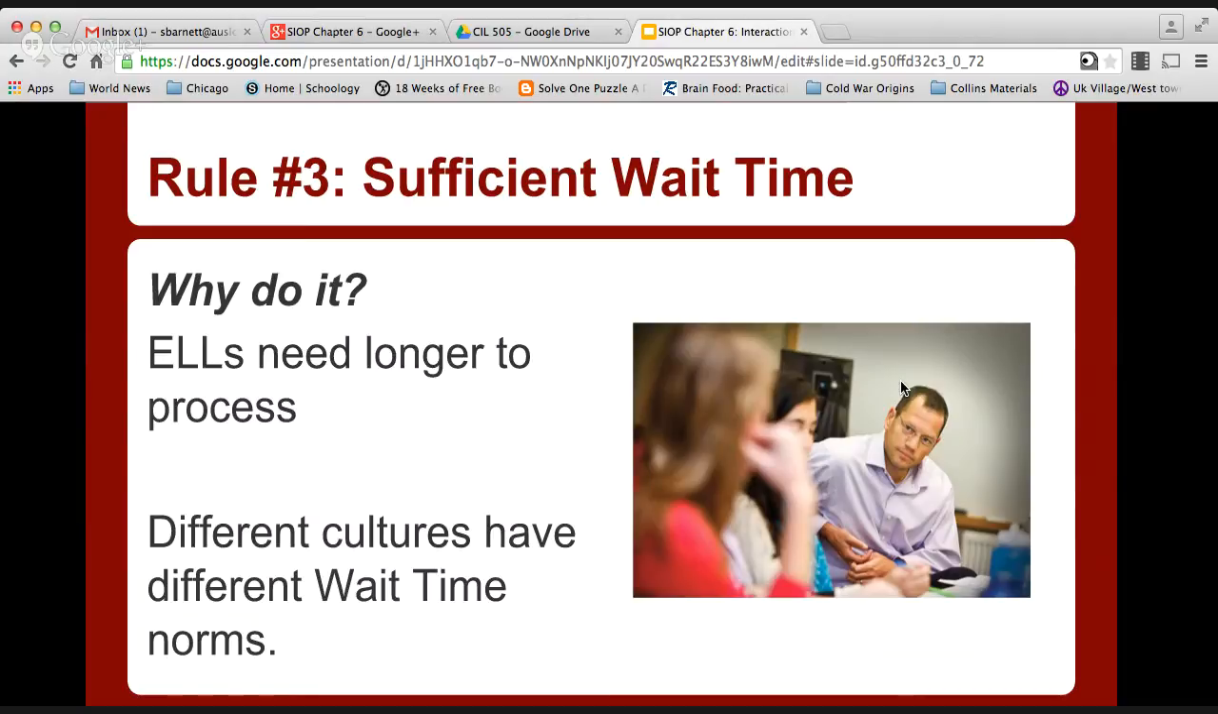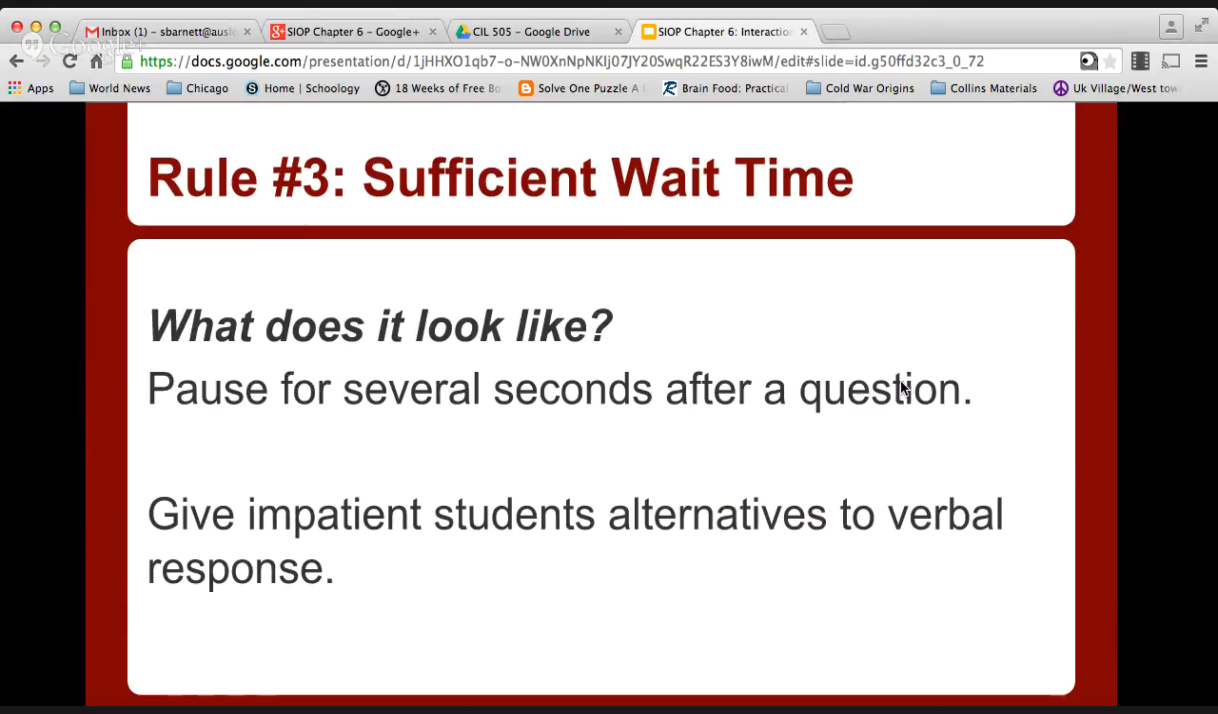Likewise, different cultures have different wait time norms. I forget who it was, somebody in the text, but in some countries it's common to wait for very long periods of time, even minutes, in classrooms for kids to answer. Obviously, that's not the case in most American classrooms, so you kind of have to negotiate that as a teacher yourself. What does this one look like?